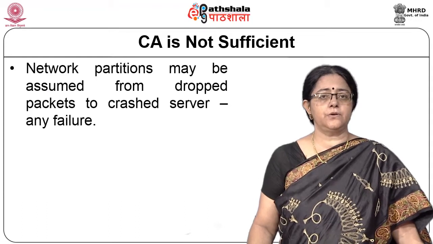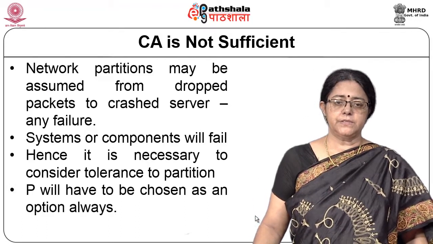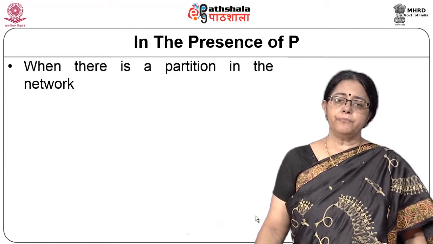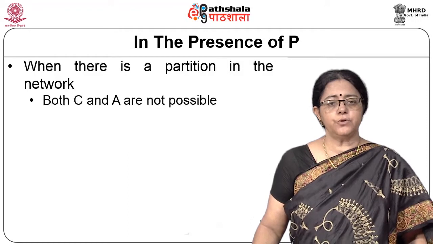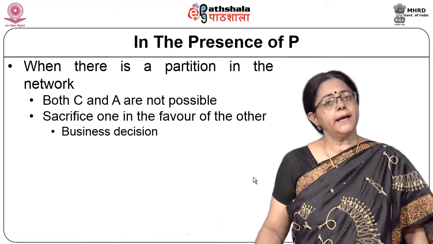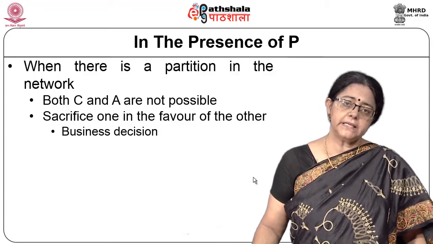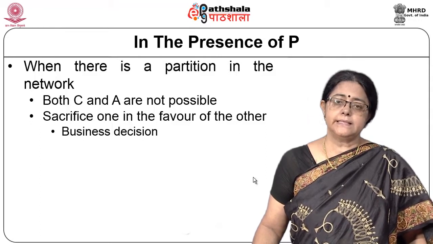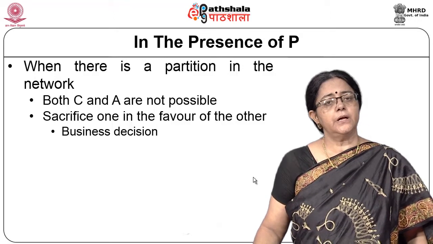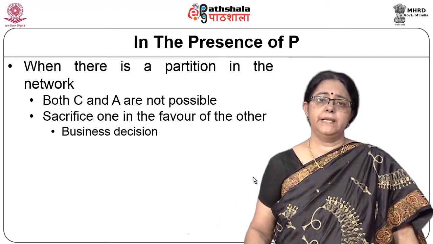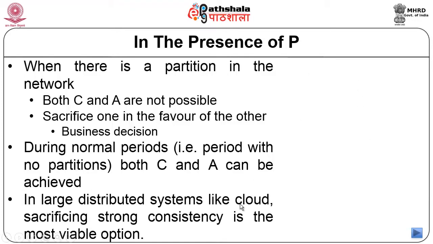Is CA sufficient? CA is not sufficient because there will be network partitions. So, P is one option that we have to choose. In the presence of P, which is the failure option, both C and A are not possible. So, which one we should choose will depend on the kind of application that we are developing. If our application can tolerate less availability and requires more consistency, then we should choose a CP system. If our application cannot tolerate lack of available data, but can tolerate a little bit of inconsistency, we should choose an AP kind of environment.